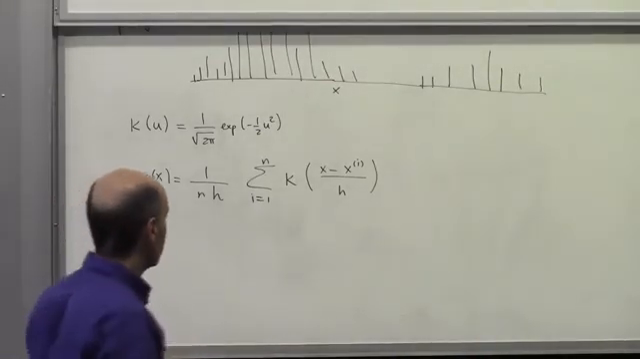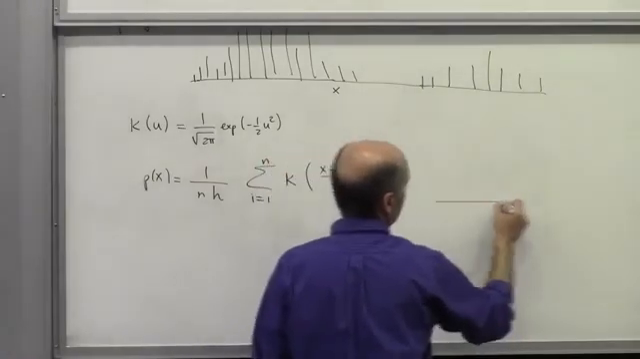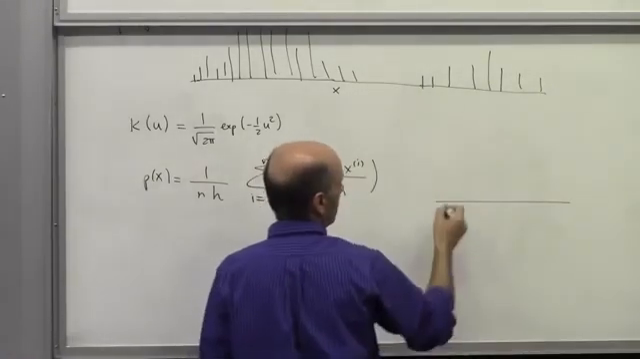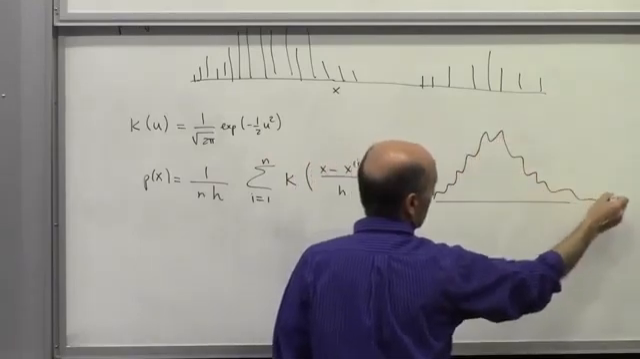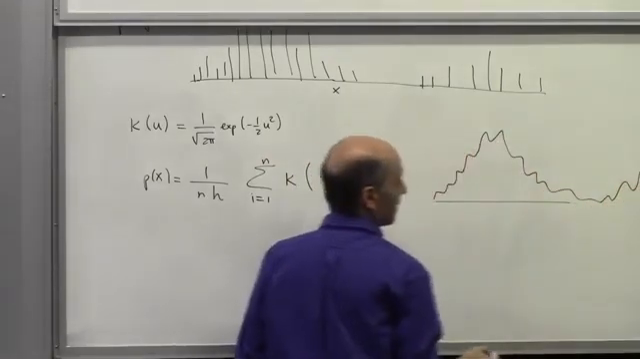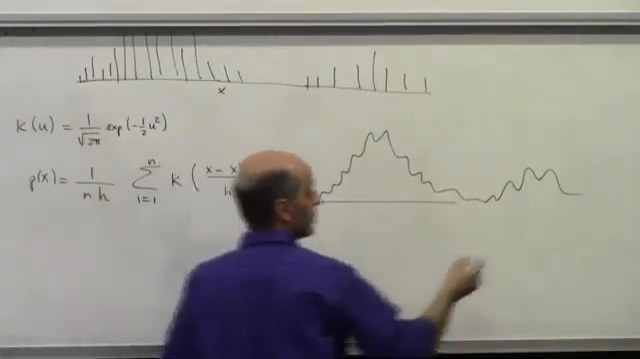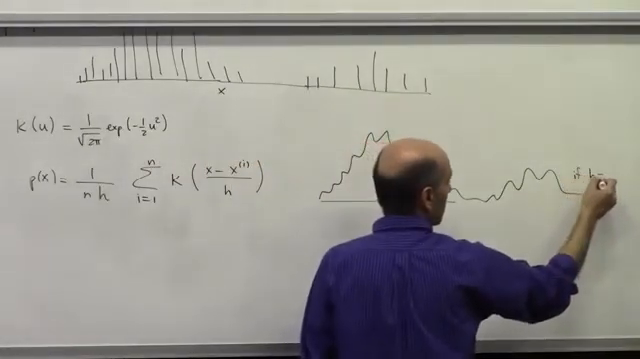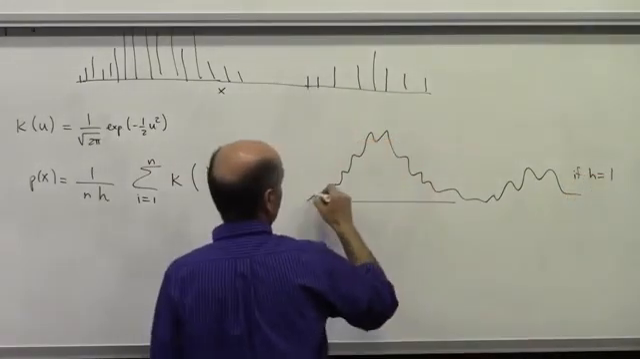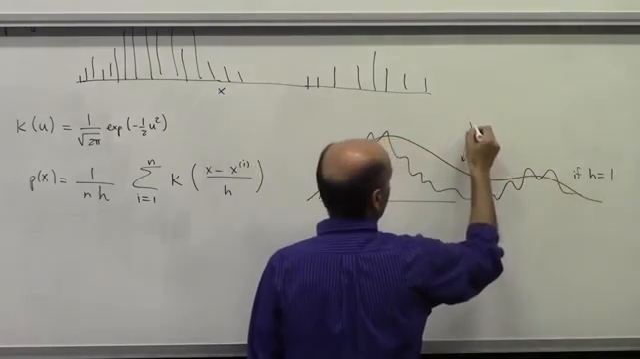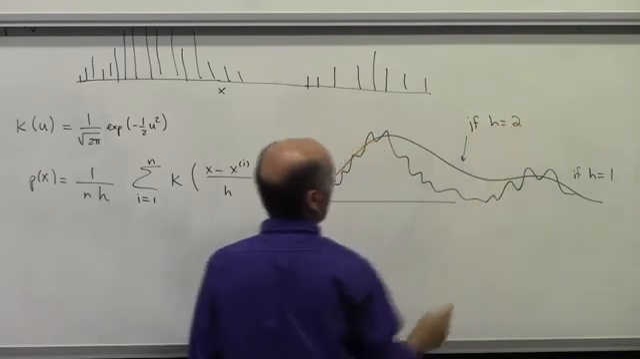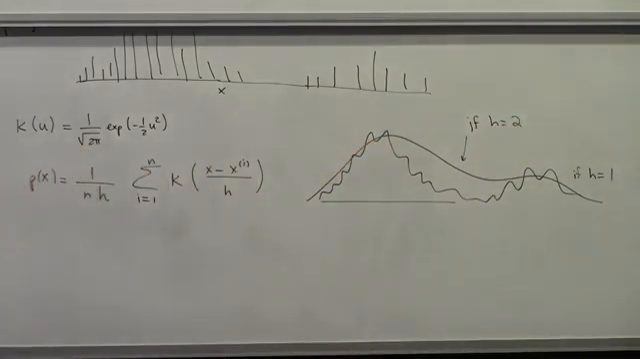What that means is that when you end up computing your density, you're going to get things that look like this. If h is 1, you're going to get something that looks like this. If h is 2. And everything in between. Depending on how sharp you want your density function.